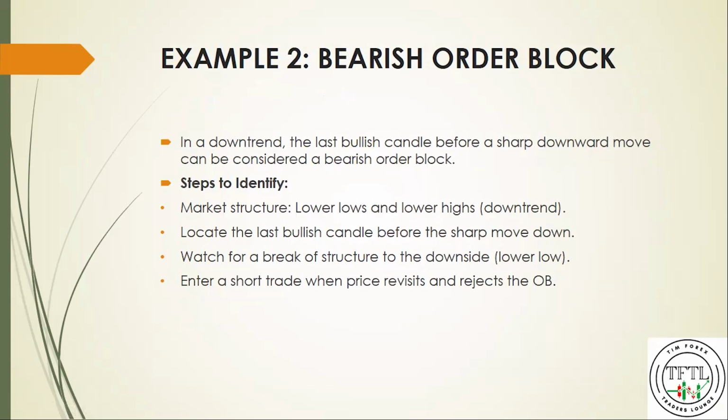So steps to identify: you confirm the market structure, that is lower lows and lower highs for a downtrend, or a situation whereby the market is taking out the swing lows and respecting the swing highs. Then number two, locate the order block, locate the last bullish candle before the sharp price move. Then number three, confirm the break of structure. So watch for a break of structure to the downside, that is a lower low.